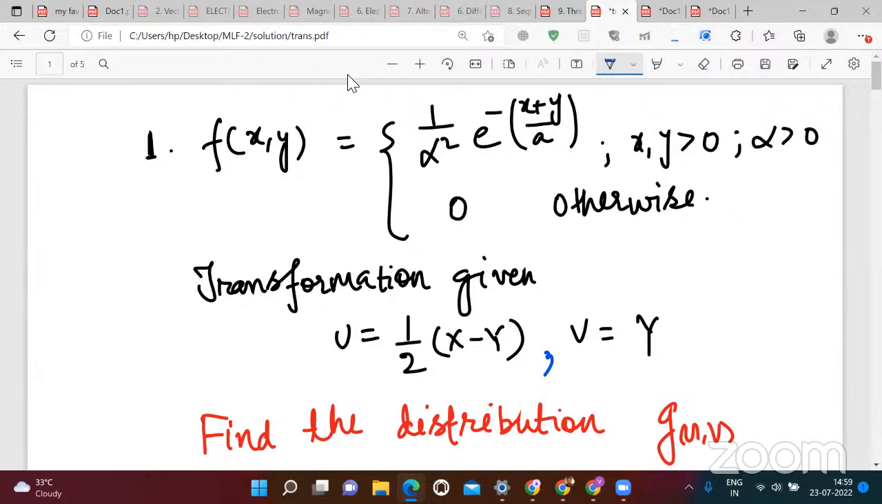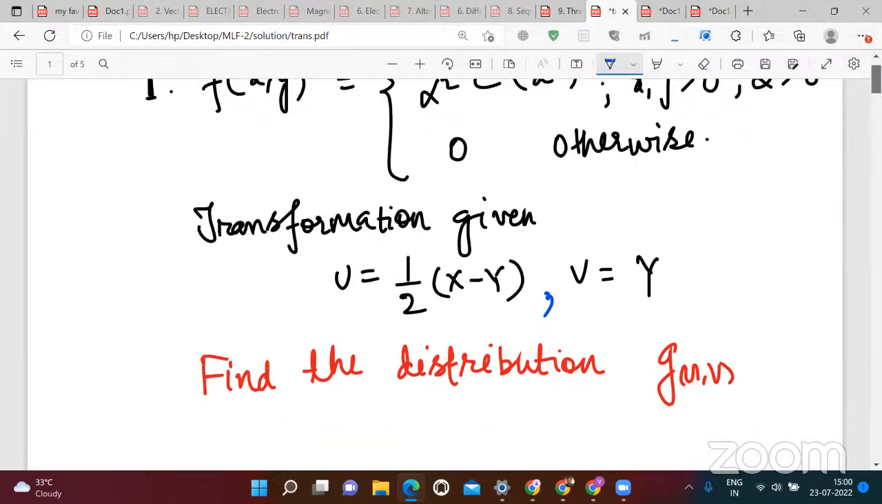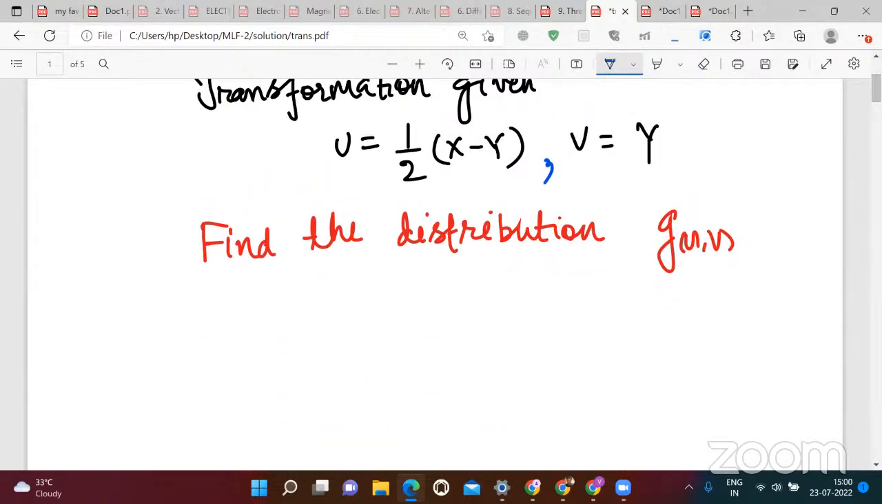Okay, so I'll go through the problem. For the first problem, we have been given the joint distribution of xy, and the transformation also, that is u equals 1/2 x minus y and v equals y. To solve this type of problem, we first need to transform x and y in the form of uv. This is the first step you should do.